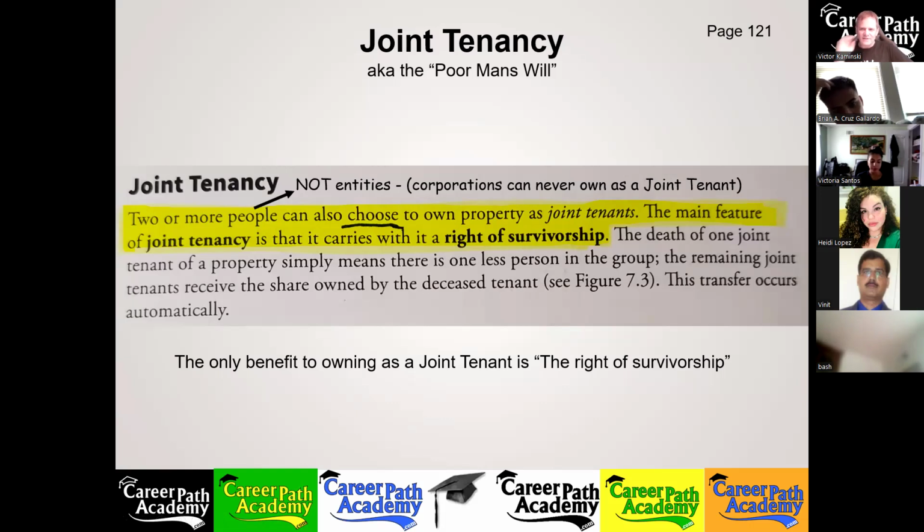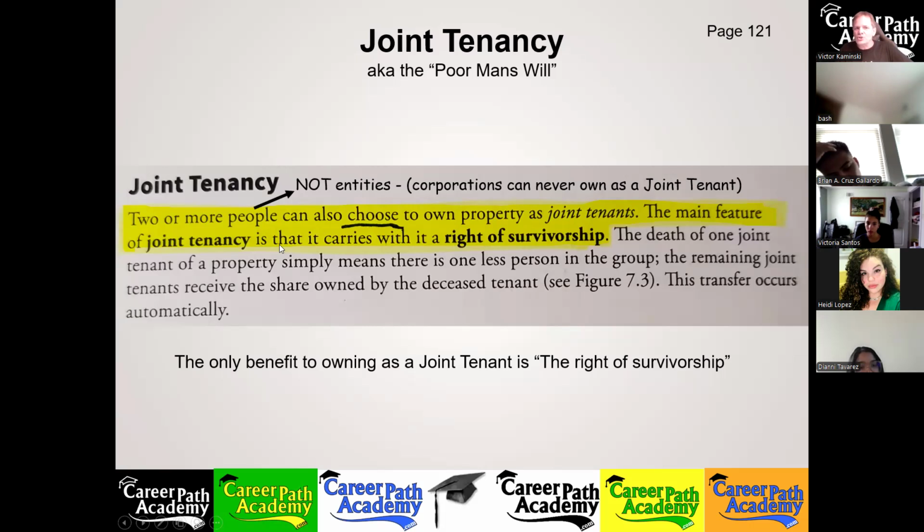Everybody understand that? So which form of ownership can you never leave by will to heirs or devisees? The joint tenancy. Can you explain it again? Sure. Joint tenancy. If you buy a property with someone else that you're not married to, the default form of ownership is tenancy in common. With a tenancy in common, when you die, you can leave your interest in that property to your heirs or devisees.